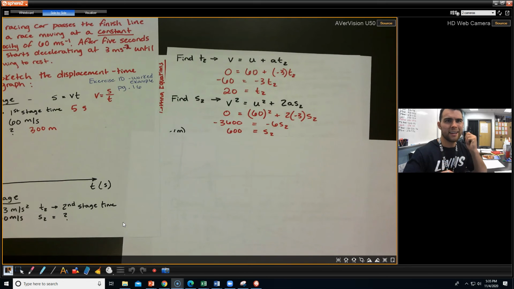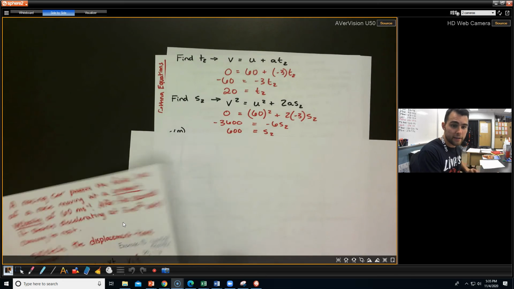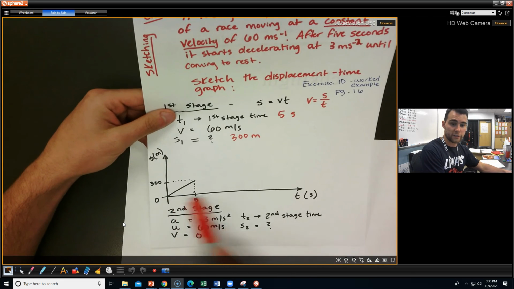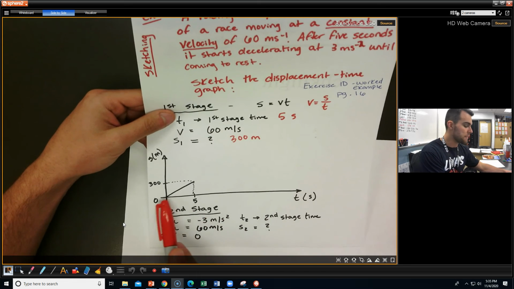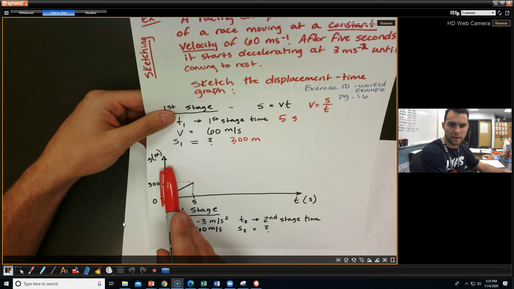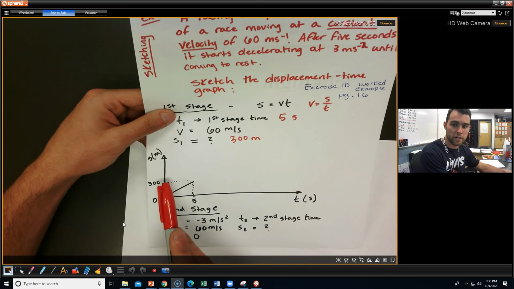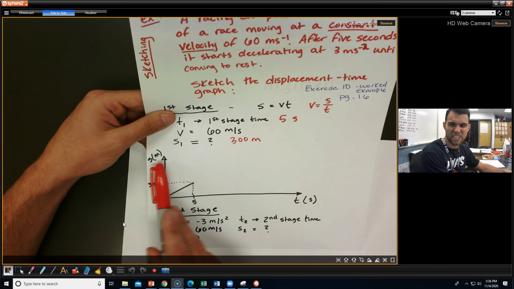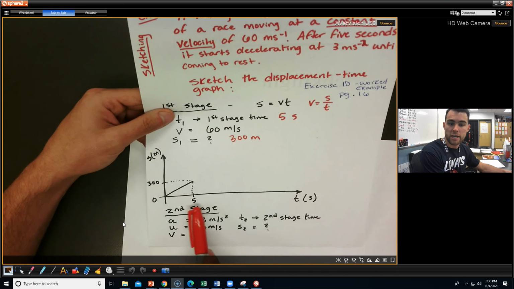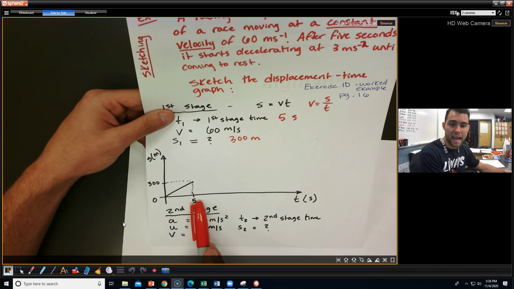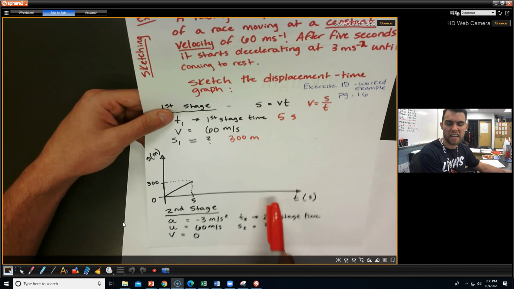Now, this is the second stage. So I'm not just going from here to 600. This is stage 2, so I'm not just going from here to here. I'm actually adding that 600 to my original 300, so I'm actually at 900 meters. Same thing with the time. I have to add the 20 seconds, so I'm actually at 25 seconds.